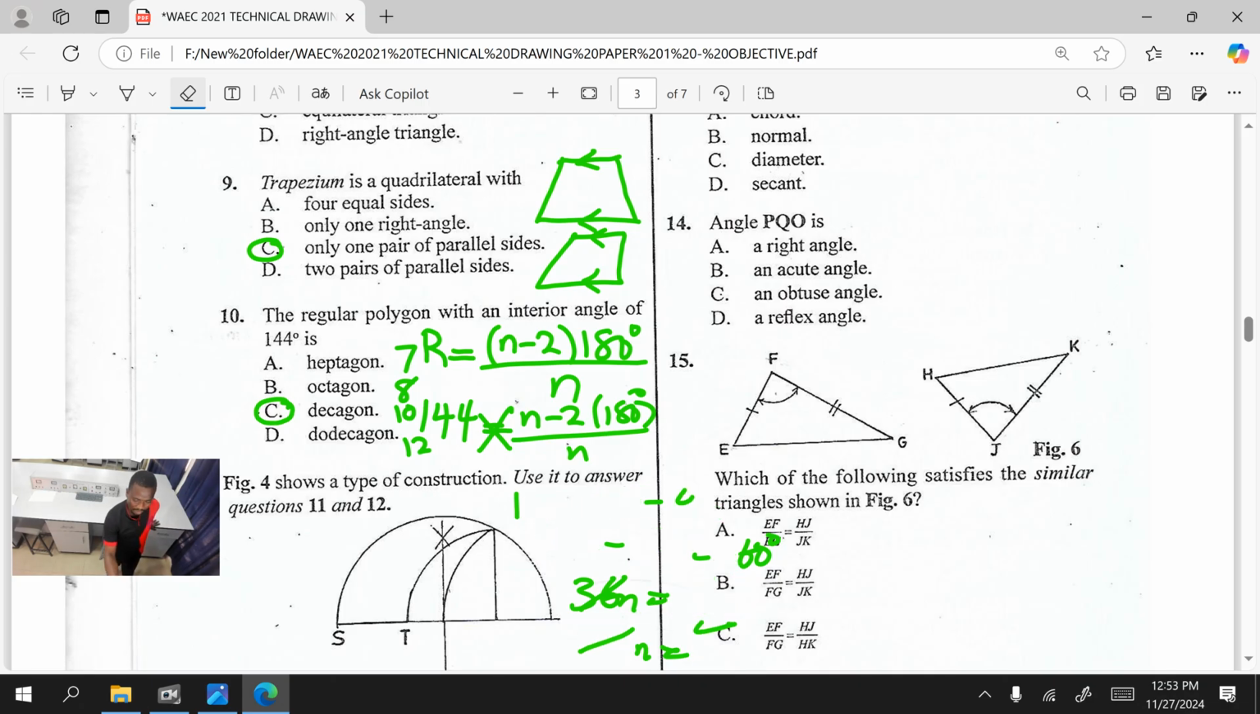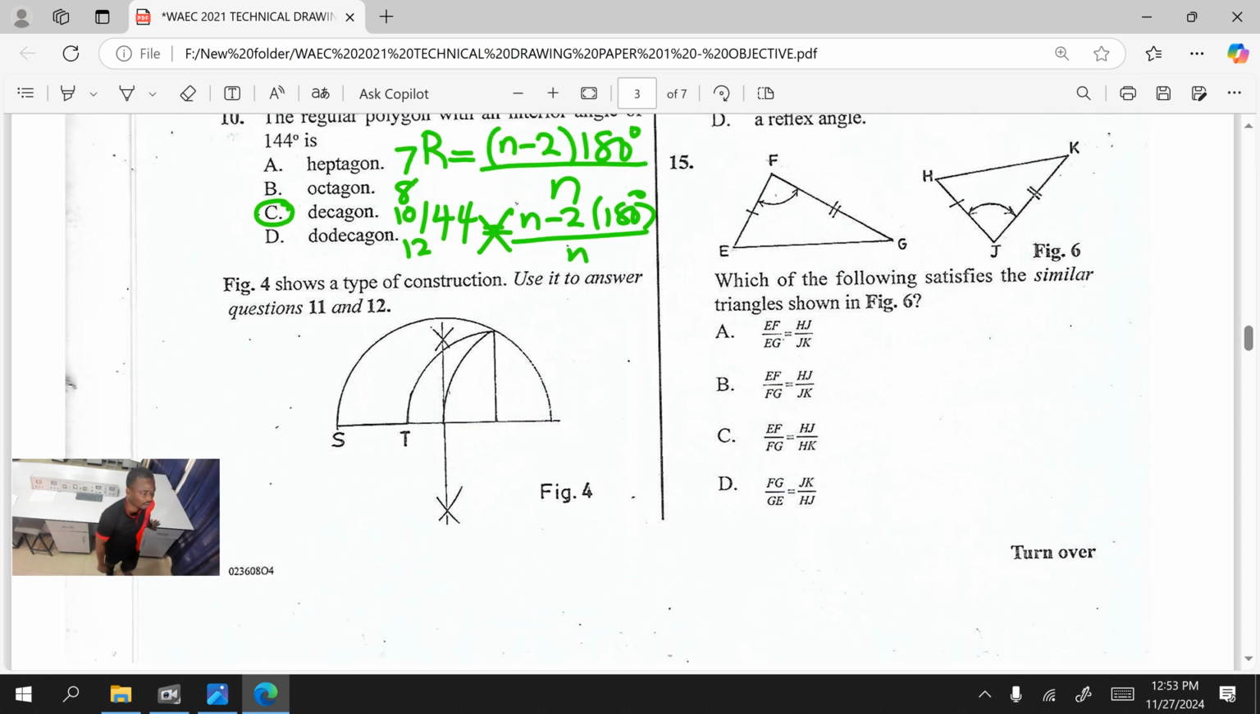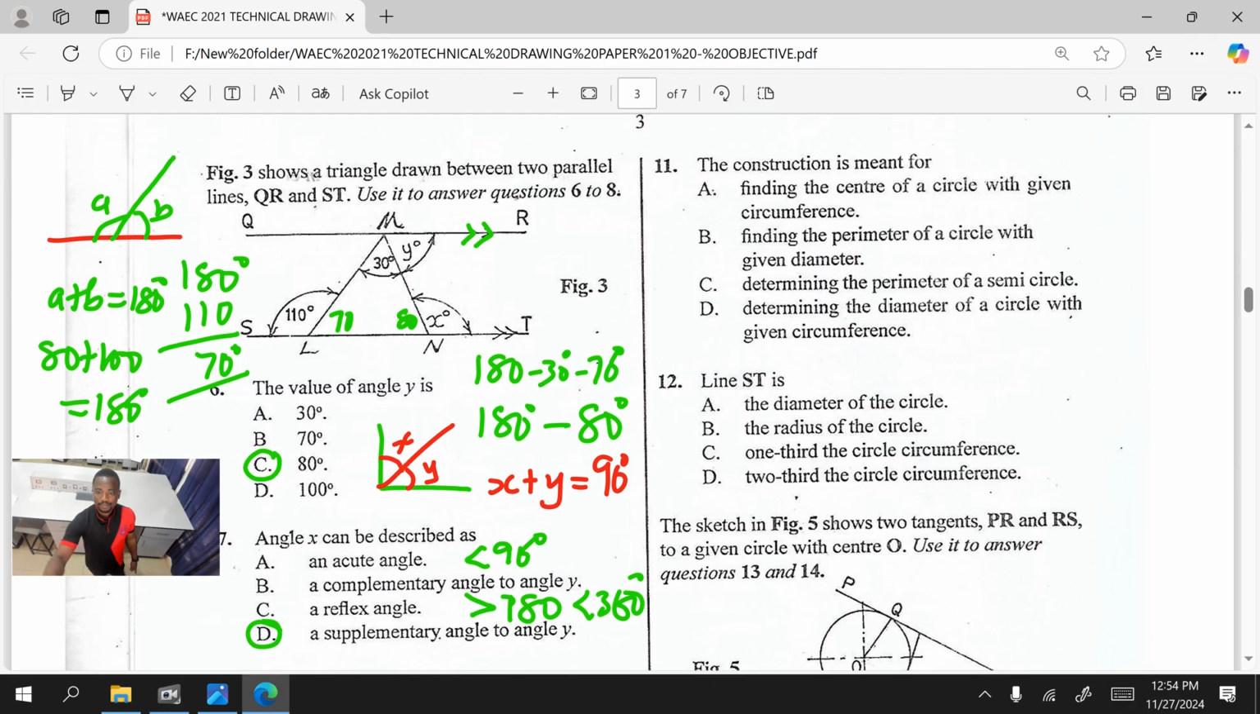Let's move on. We'll go to number 11. Number 11, we are given this figure. Figure 4 shows a type of construction. Use it to answer questions 11 and 12. Look at this construction. Can you tell us what construction it is meant for? I hope you've done this before. So let's go to that.